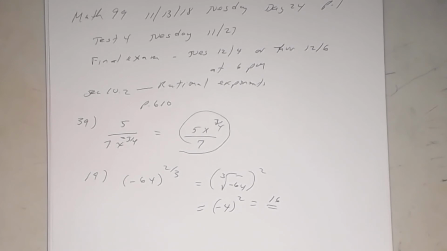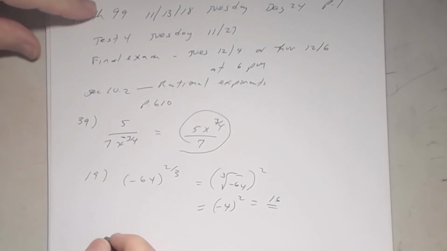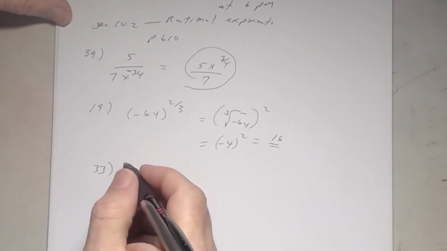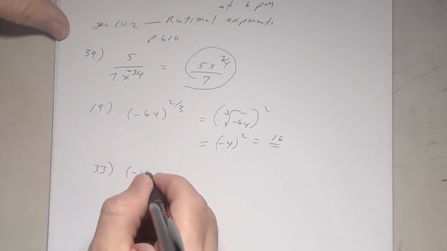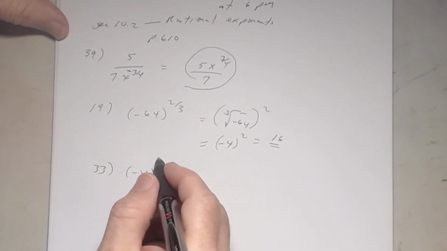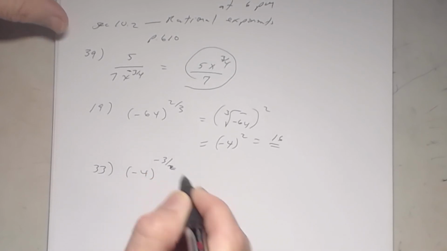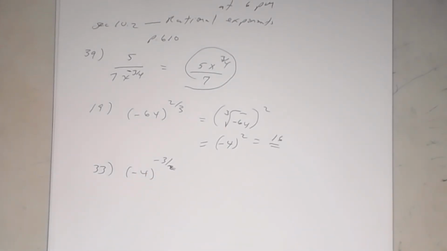All right, and then number 33, you have negative 4 raised to the negative 3/2 power. All right, first of all, make the exponent positive. Before you change it to radical notation, make sure the exponent is positive. So how do I rewrite negative 4 raised to negative 3/2 power?